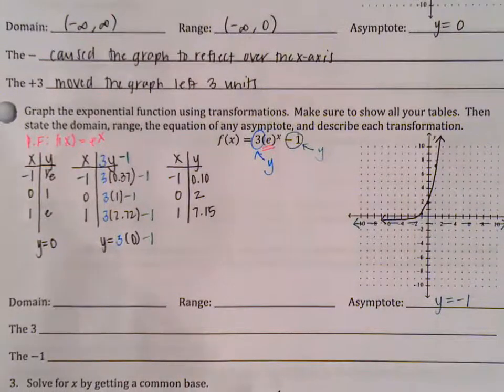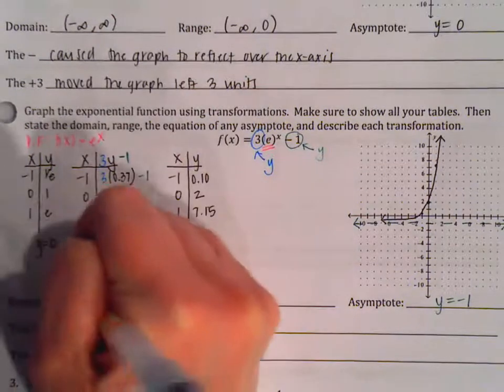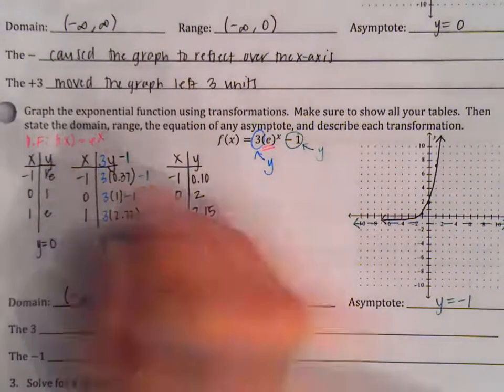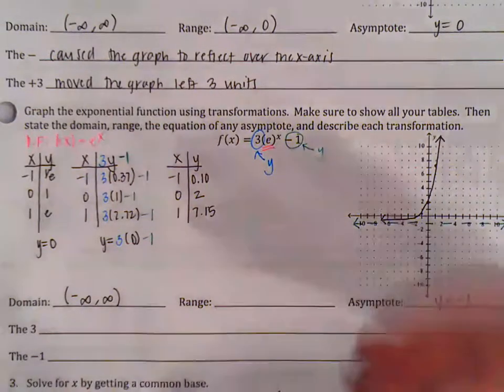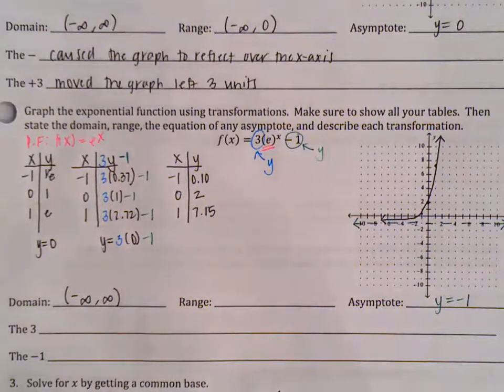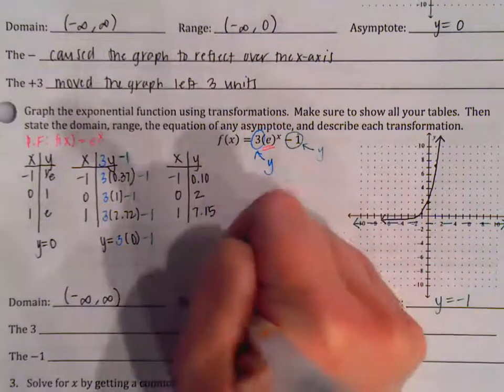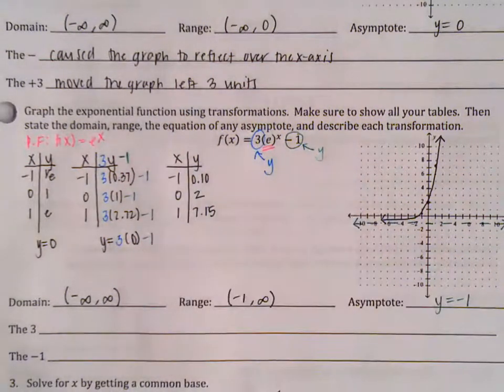So my domain is always going to be all real numbers. So -infinity to +infinity. For any exponential, it's always going to be all real numbers. And then my range, bottom to top, it's always going to be involving your asymptote. So with this one, it's just going to be from the asymptote to +infinity. So -1 to infinity.